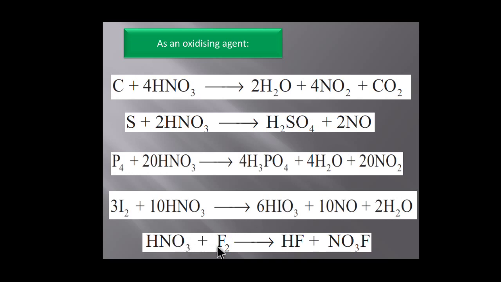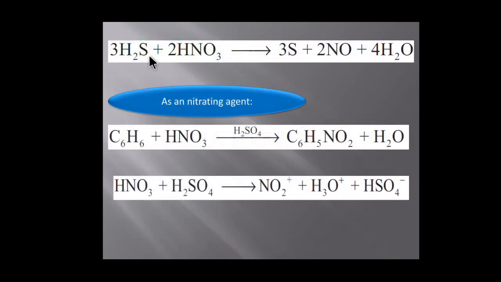React with halogen compound fluorine. Is it clear? It is also oxidized. These are examples of nitric acid acting as an oxidizing agent. Is it clear? Nitric acid acts as an oxidizing agent. And similarly, hydrogen sulfate. Is it clear? They are also oxidized. Oxidation is possible. This is also an example for oxidation.